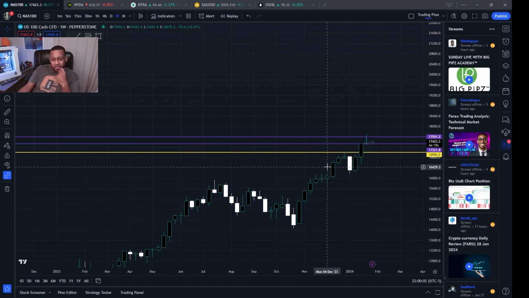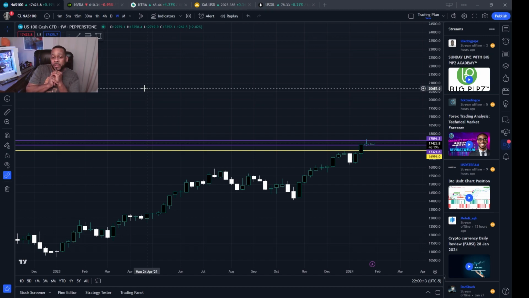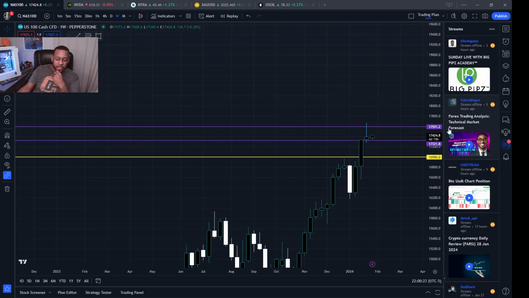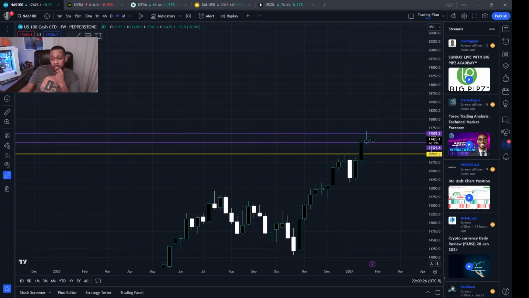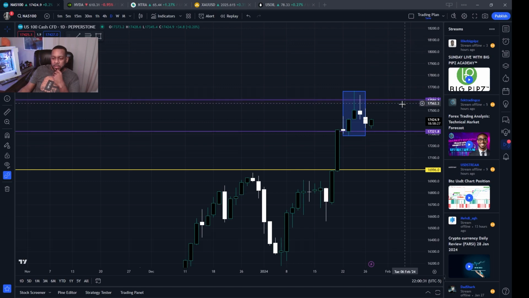Will it come all the way back down here? Probably not anytime soon. But who knows? My point is, just be on the right side of understanding confirmation, break of structure, refinement, and then understanding what range you're in. So that's the plan. Need a 4-hour close above there or below there, then a pullback, and then continue on down. Hopefully that's what we get.